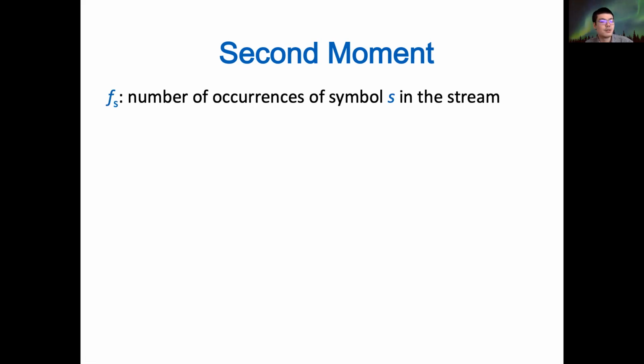Here we have a few definitions. Let f be the number of occurrences of symbol s in the string. Remember we have different symbols. We can consider them in the domain of 1, 2 to n. Let's call this item j. What is fj? Fj is how many times this element j, ai equal to j basically, how many j's you see in the string. This is the frequency of symbol s.